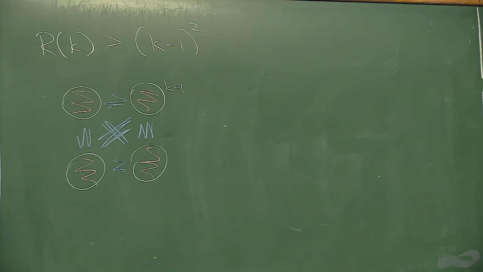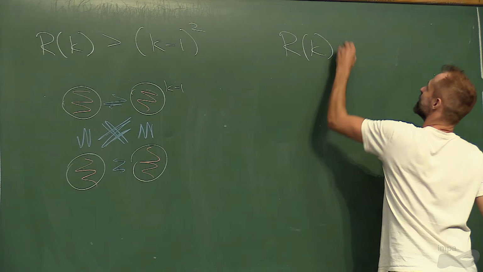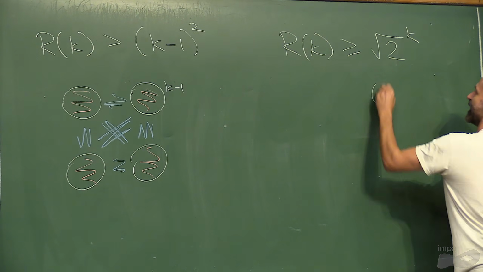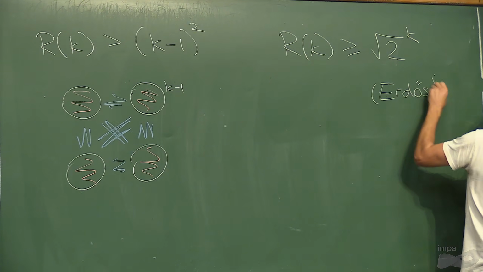Can we think of a better construction than this? So it's actually pretty tough to come up with a construction that beats this. But I don't think a construction was found that gave k cubed until, I don't know, several decades after this, and it used some very clever linear algebra. Nevertheless, we are going to prove right now that r of k is at least square root 2 to the k. This was proved by Erdős in 1947.